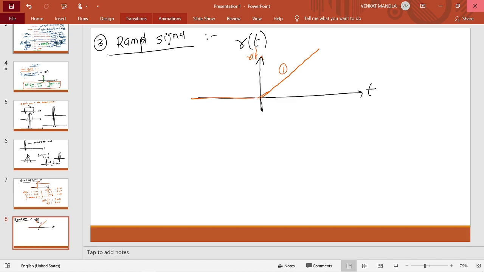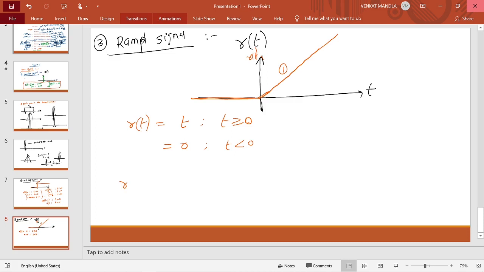The slope of this line is 1. On the line, I will represent the slope and round it off. So what is that? r of t equal to t, like y equal to mx, for t greater than or equal to 0 and equal to 0 for t less than 0. This is a straight line passing through the origin. To represent y equal to mx, m is the slope 1, and the x axis is t. m into t is the representation of r of t.